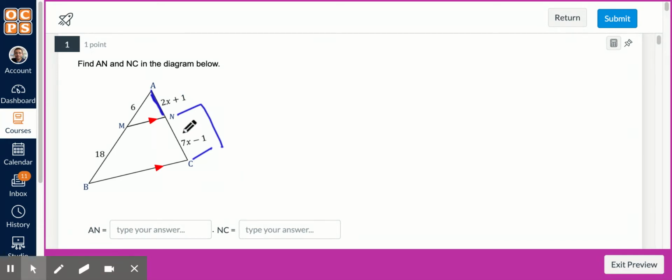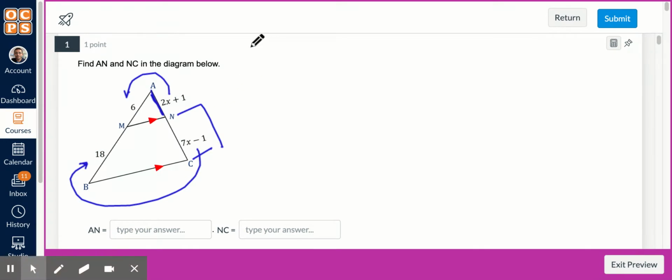So for here, how can I solve this? Is by using proportions. Proportions, okay? What are my proportions? I'm going to relate the segments from the side of my triangle with the segments on the left side of my triangle. So I'm going to relate the 2x plus 1 to this 6. I'm going to relate the 7x minus 1 to the 18. So I'm going to relate the sides from the right with the sides from the left.